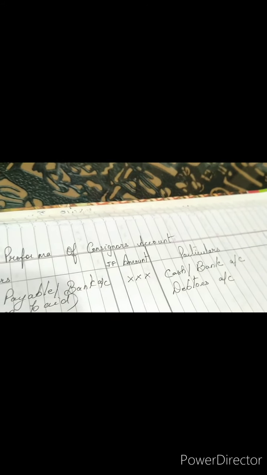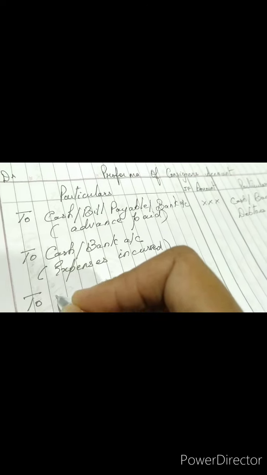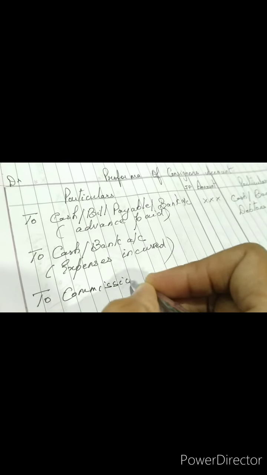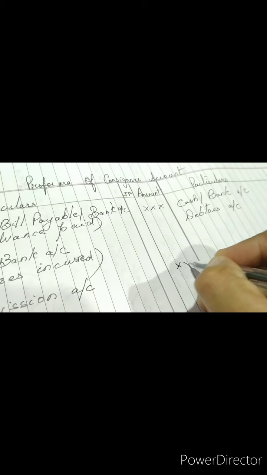After that, the commission which consignor has to pay. All the payments of the consignor we are writing on the debit side, and everything which consignor is receiving we are putting on the credit side. Alright. Okay, then we have the commission. This payment the consignee has to collect from the consignor.